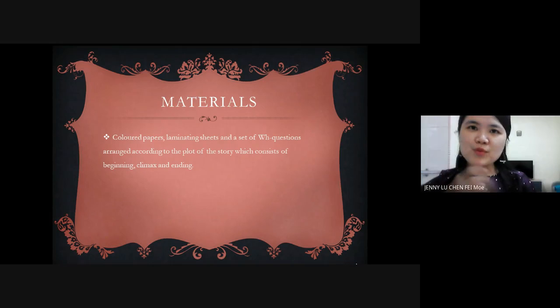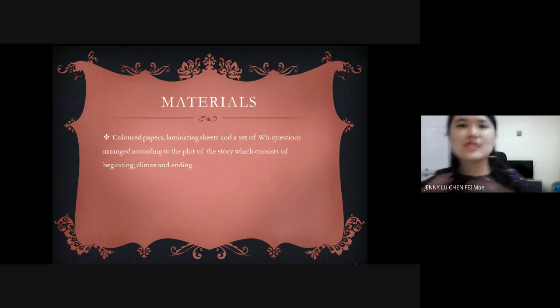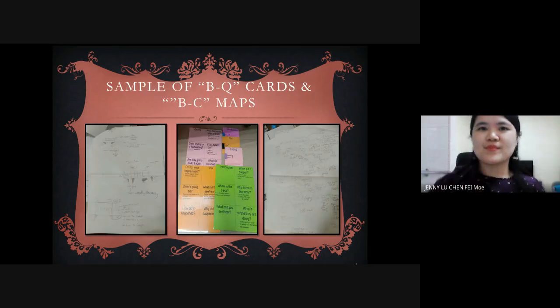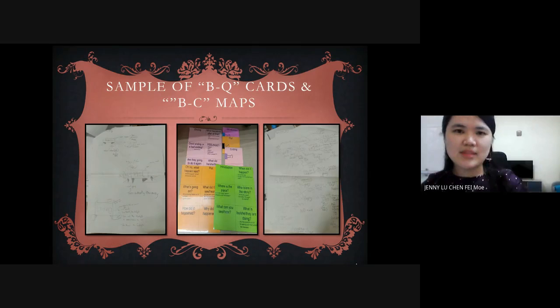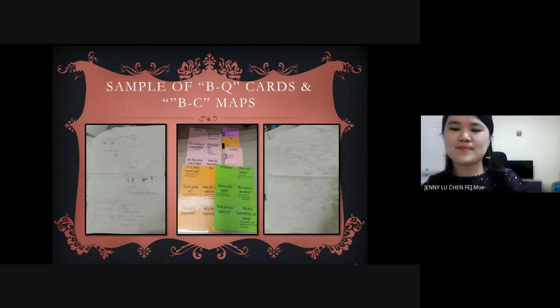By doing so, pupils will be able to use these questions to help build up their imagination as well as their ideas based on the plot of the story, which at the end of the day would enable them to produce a cohesive, coherent, and organized set of sentences in a paragraph. You can see here the samples of my BQ cards in the middle, and the other two at the side are the BC maps that were created by the pupils during the discussion with the use of BQ cards.